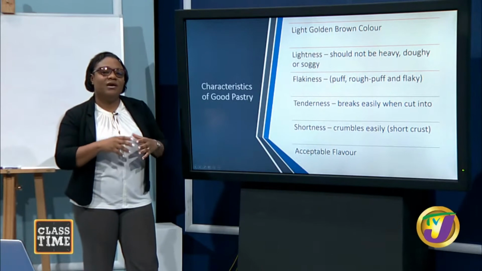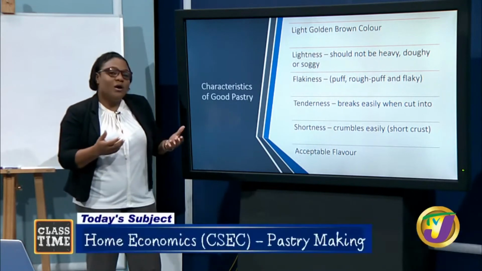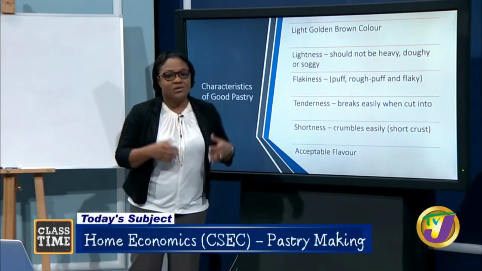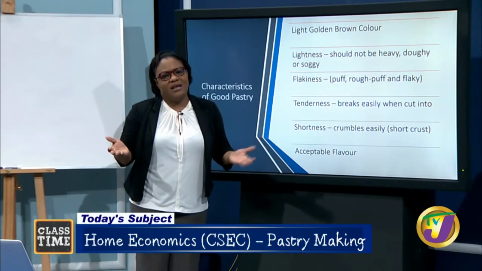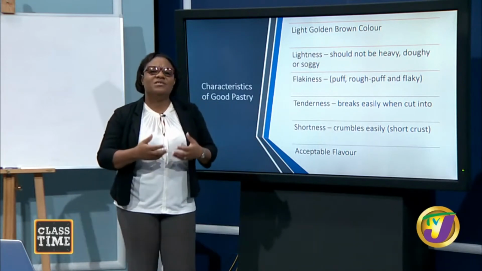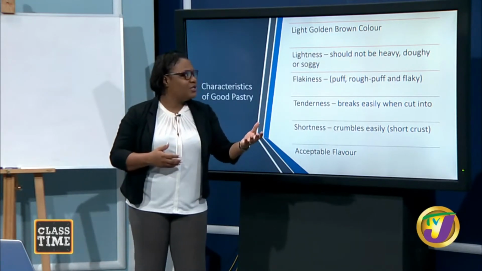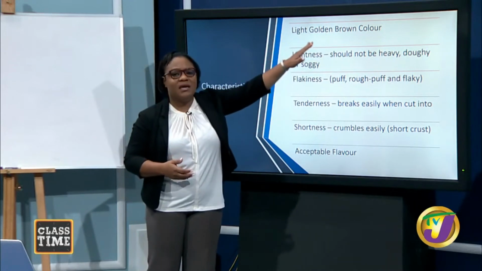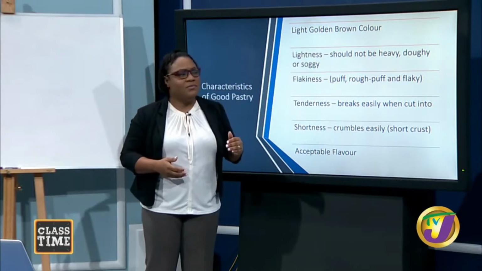Now let's look at the characteristics that you want for a good pastry, because it doesn't make sense to do pastry and it's not a good one. Your aim is to have a good pastry. So the pastry should be light and golden brown in color.